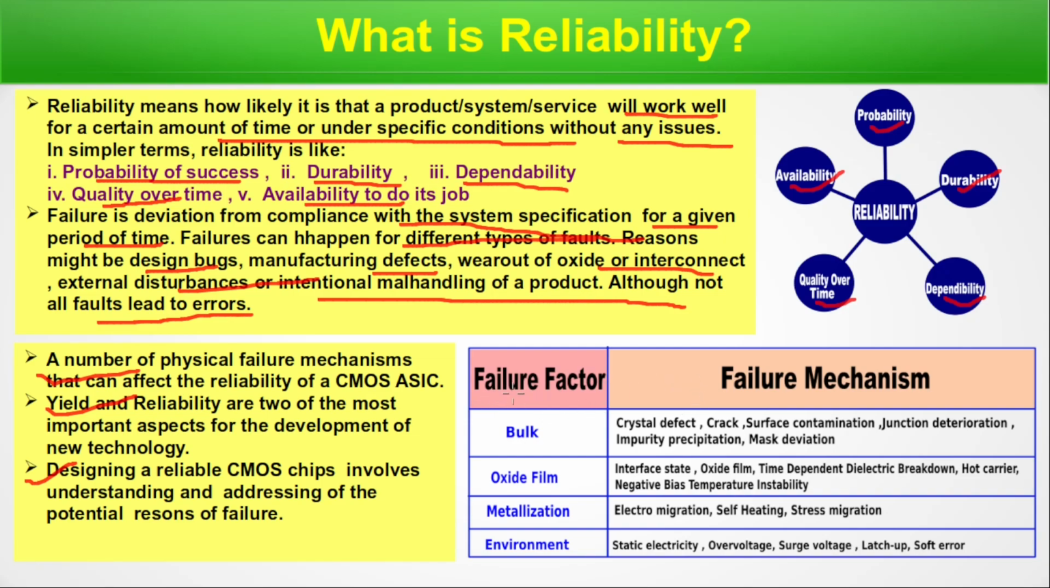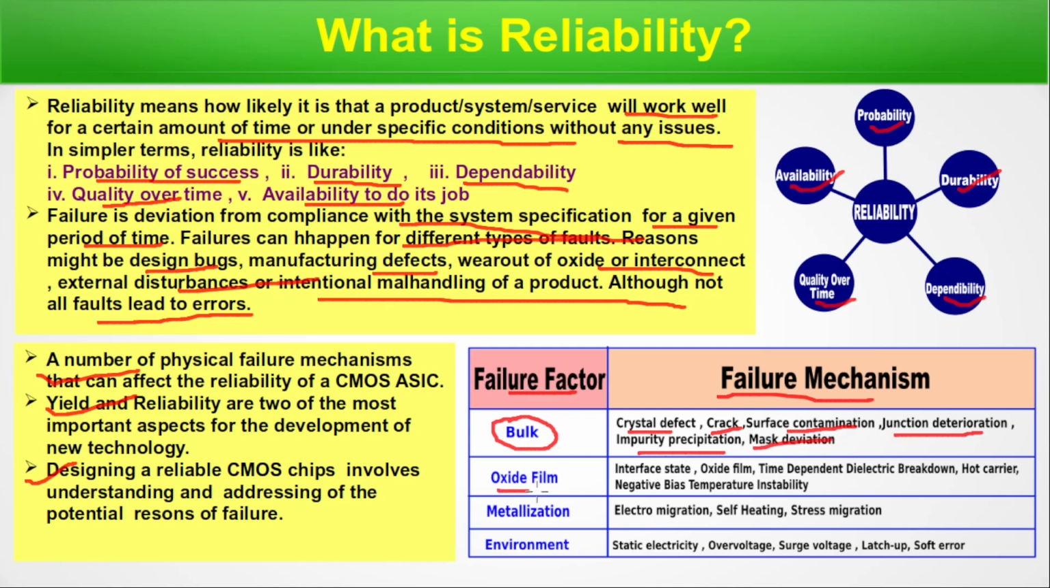So here is a table: failure factor versus failure mechanism. Bulk is a failure factor and the mechanisms are crystal defect. Crystal could be defective. There could be cracks, surface contamination, where the surface of the wafer could be contaminated, junction deterioration, impurity precipitation, mask deviation. These are bulk related mechanisms.